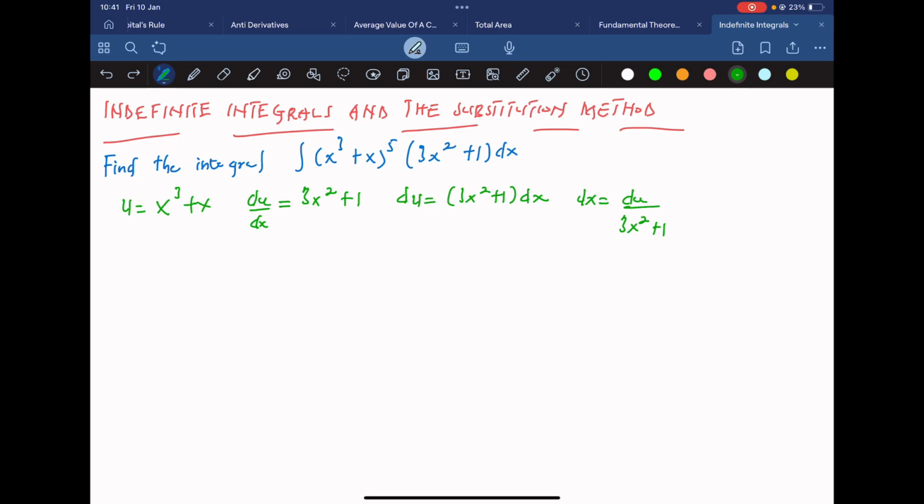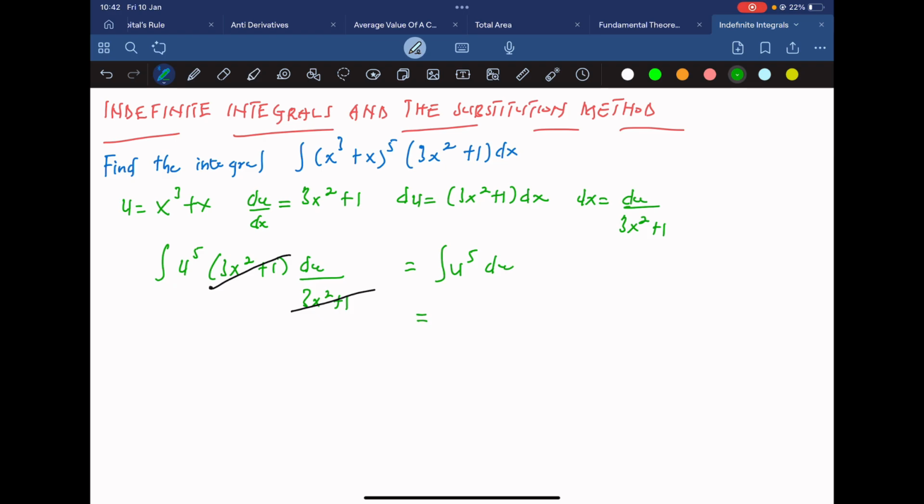Okay, since we've been able to do that, let's rewrite our expression. Now we are going to get the integral. This whole thing was u, so we have u to the exponent of 5. And now we have 3x squared plus 1, and dx is now giving us this right here, so we have du out of 3x squared plus 1. Notice that this right here cancels out this. So in other words, what we have is the integral of u to the exponent 5 du.